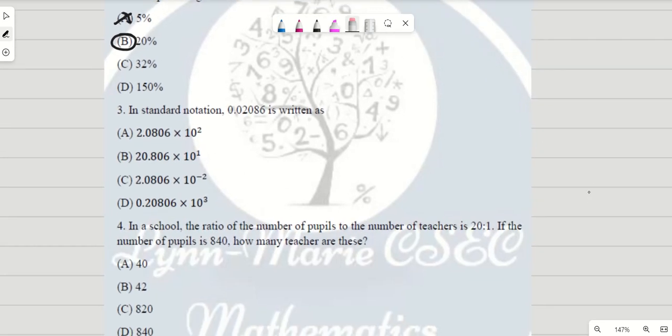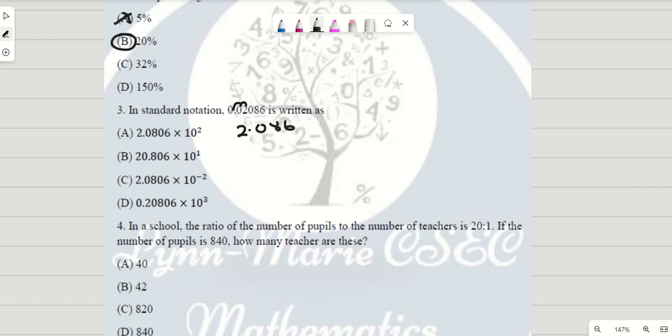In standard notation, what is this written as? So first off, in standard notation or scientific form, our aim is to get one digit in front of our decimal point. So you're going to shift it 1, 2. So it's going to be 2.086.